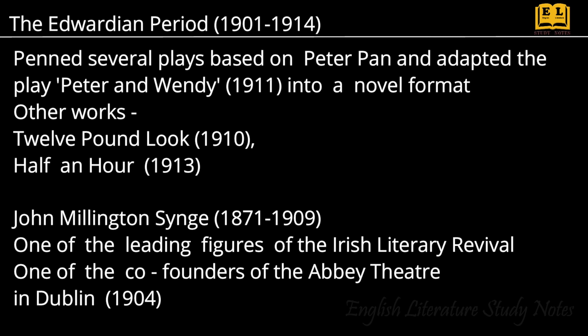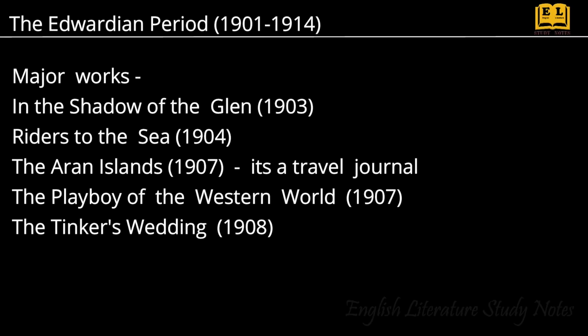John Millington Synge was one of the leading figures of the Irish literary revival and was one of the co-founders of the Abbey Theatre in Dublin. His major works include In the Shadow of the Glen, Riders to the Sea, The Aran Islands, a travel journal, The Playboy of the Western World, The Tinker's Wedding, etc.